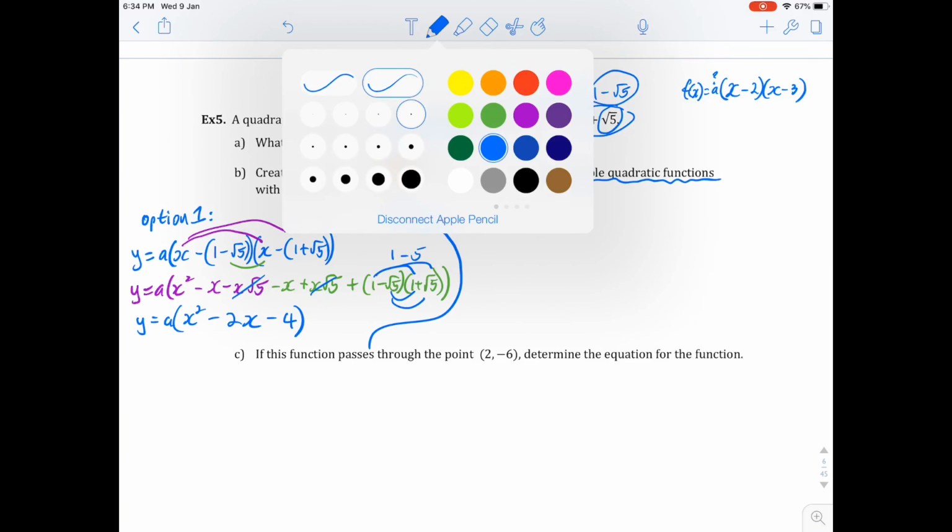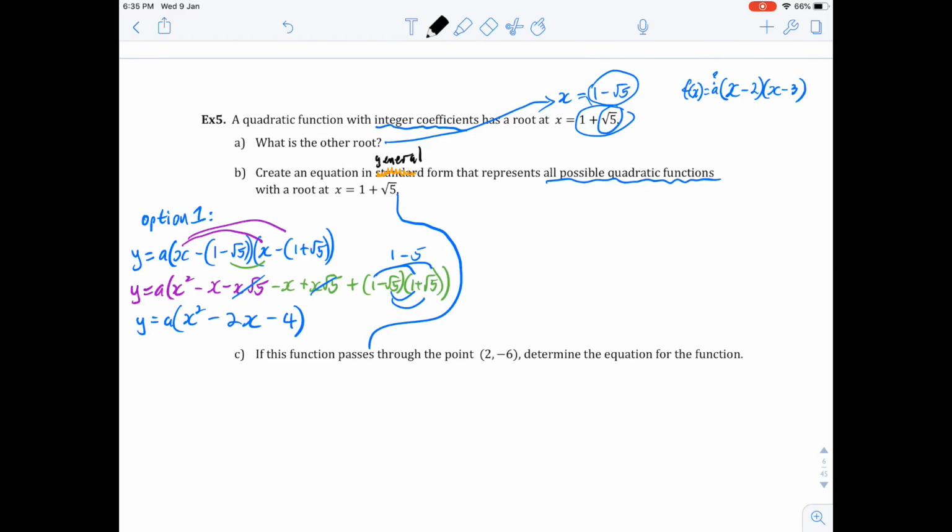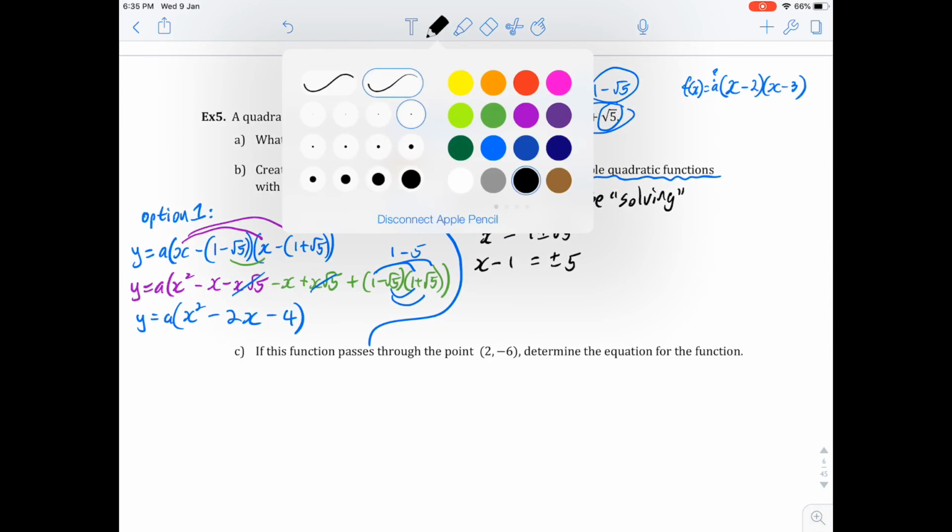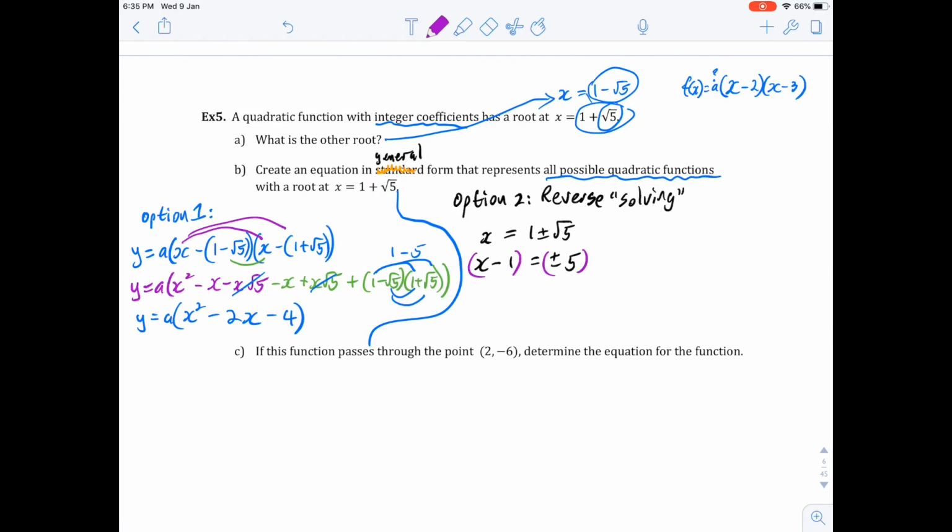I'm going to show you a far more efficient method, so option number 2 is going to be to reverse the idea that we used earlier. We're going to reverse the solving. So what I mean by that is if I have x is equal to 1 plus or minus the square root of 5, I'm going to move the 1 over to the left-hand side, and then I'm going to square both sides. And so what I'm doing is I'm undoing the solving of this.